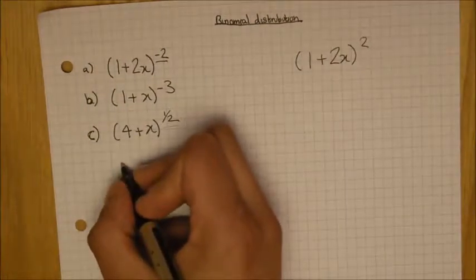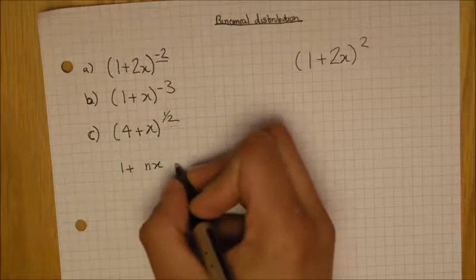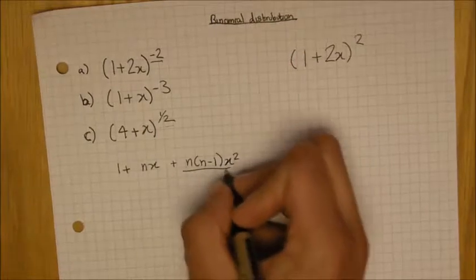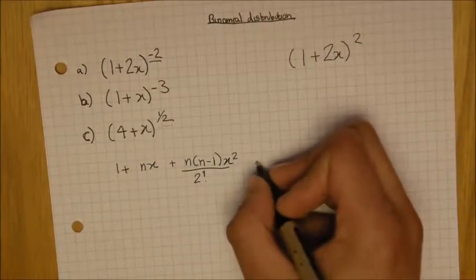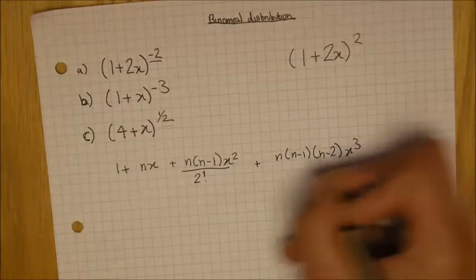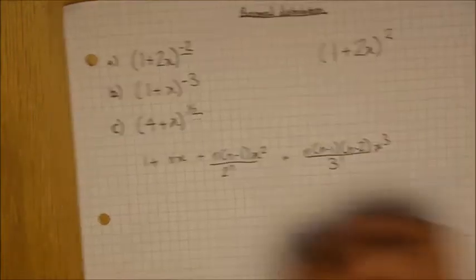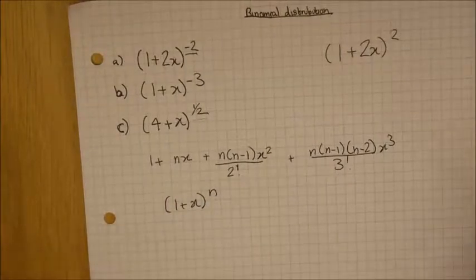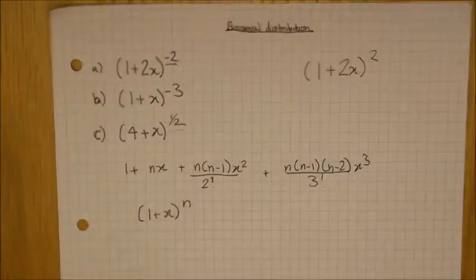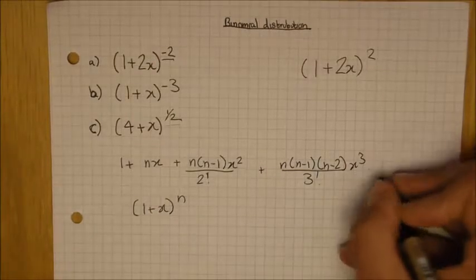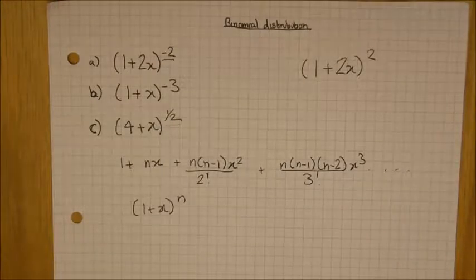This formula is 1 plus nx plus n lots of n minus 1, x squared over 2 factorial, plus n, n minus 1, n minus 2, x cubed over 3 factorial. This is for an expression that looks like 1 plus x to the n, which is what most common binomials will look like. And that is the formula that we use. As you will notice, I should put dot dot dot, as this will run on to infinity, so they will usually ask you in a question to find the first couple of terms.